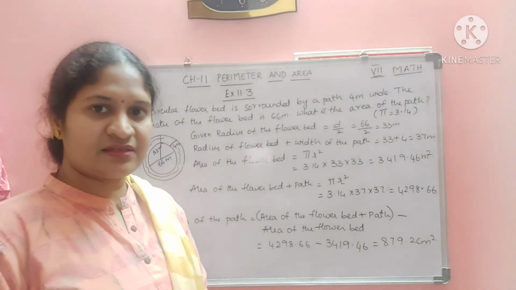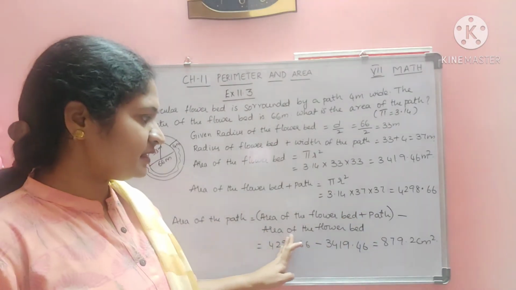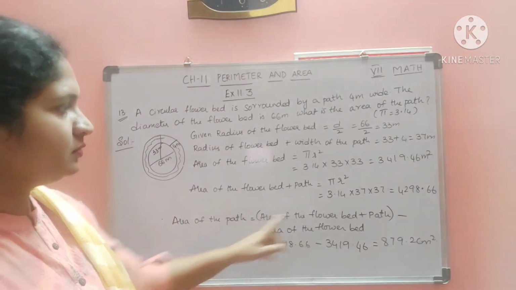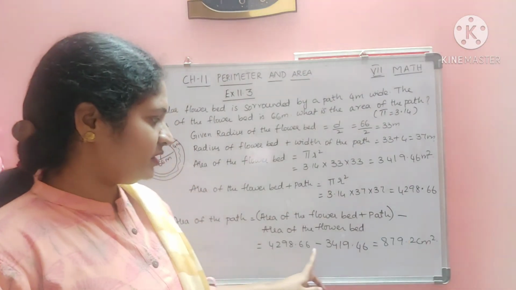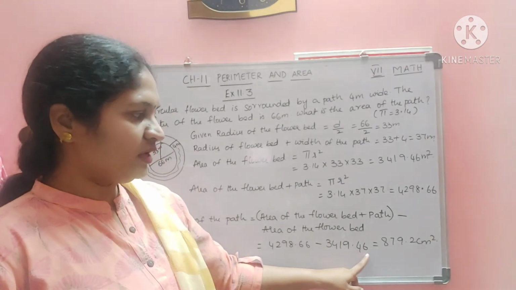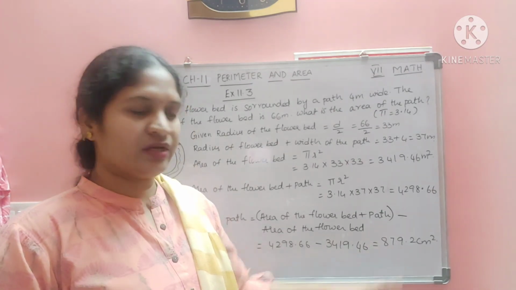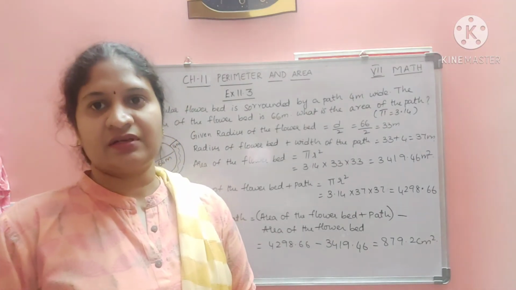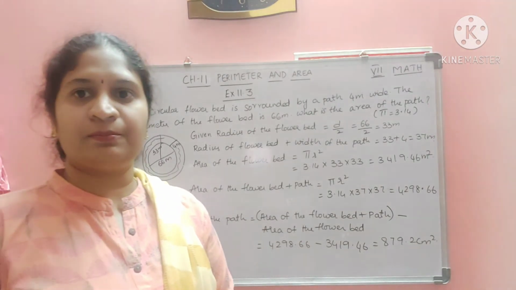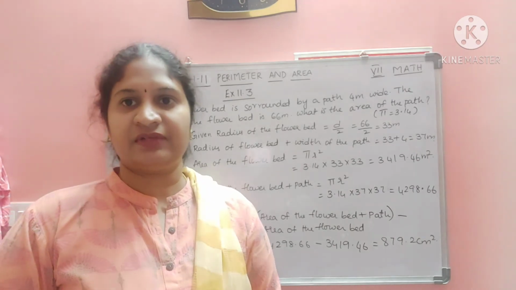Right. Now we need to find the area of this path. Area of this path is nothing but the area of the flower bed plus path minus the area of the flower bed. So area of the path is equal to 4298.66 minus 3419.46, which is equal to 879.2 meter square. So area of the path is nothing but the area of the flower bed plus path minus the area of the flower bed. Is this clear, children?